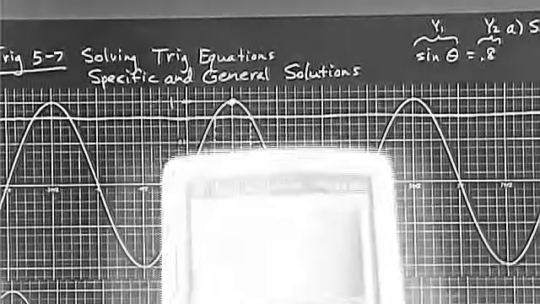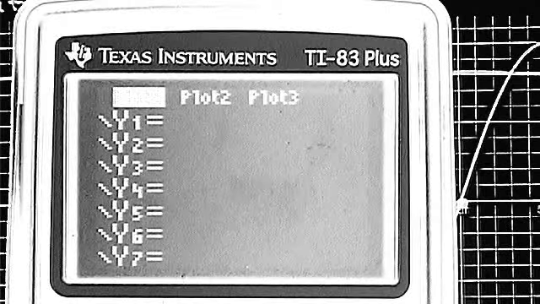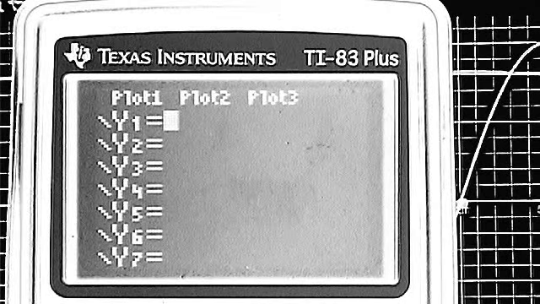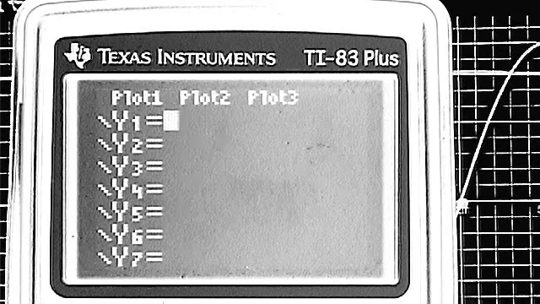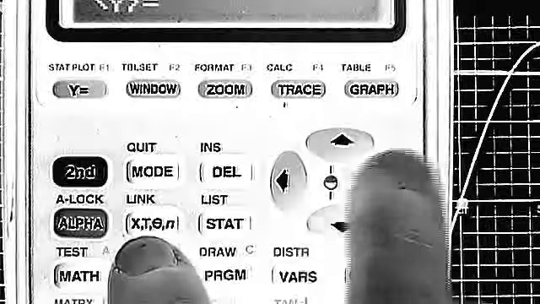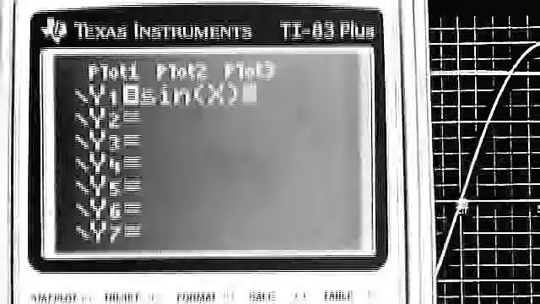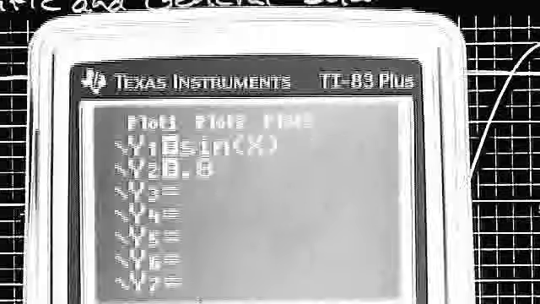So I'm going to duplicate what we have right here. I'll zoom in so it's a little easier to see the graph. Under y equals, we'll make sure no plots are turned on. And we're going to use sine x. Now the x is right, you know that's right. I'm going to use the X,T,theta,n button for x. And then I'm going to use 0.8 for y2.